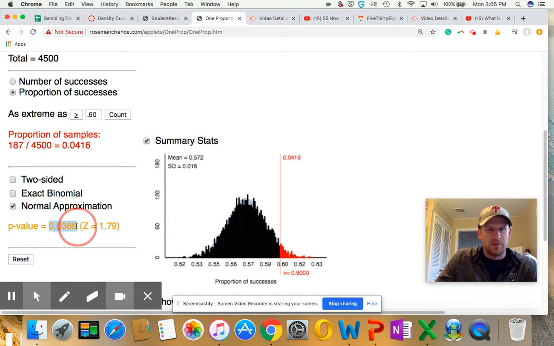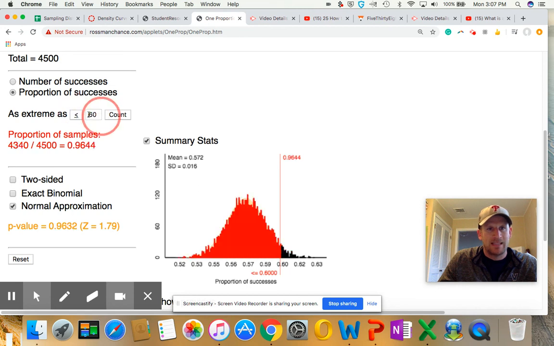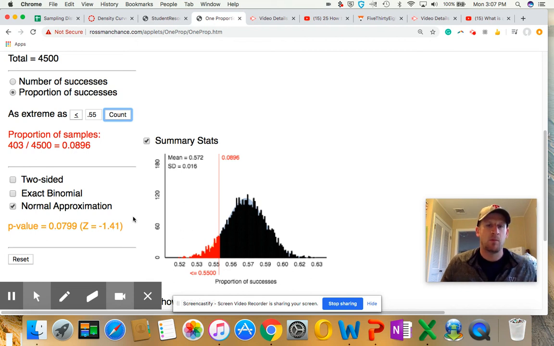It gives me the p-value, which is something we'll talk about more with significance testing, but for now, I want you to associate it with the percentage or the likelihood. So the likelihood that I get a sample over 60% is 3.68%. I can use this all day. If I wanted to say that now I want less than, we'll say 0.55, or 55%, we click on that. Now my z-score is negative 1.41, and I have a 7.99% chance of getting a sample that is that low.